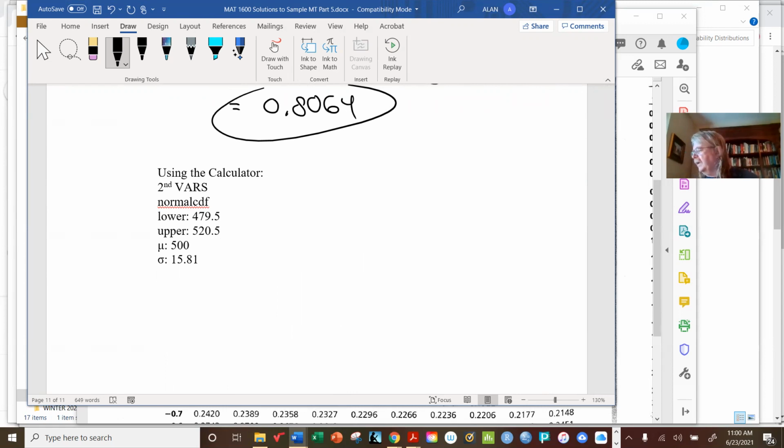All right, so I'm going to throw these into my calculator. Now, in a case like this, there can be some fairly significant rounding differences, but let's just check this out. 479.5 up to 520.5, 515.81, 0.805. Yeah, it's off a little bit, 0.8052. It's not that far. But there's a lot of rounding that can potentially take place in this type of situation.